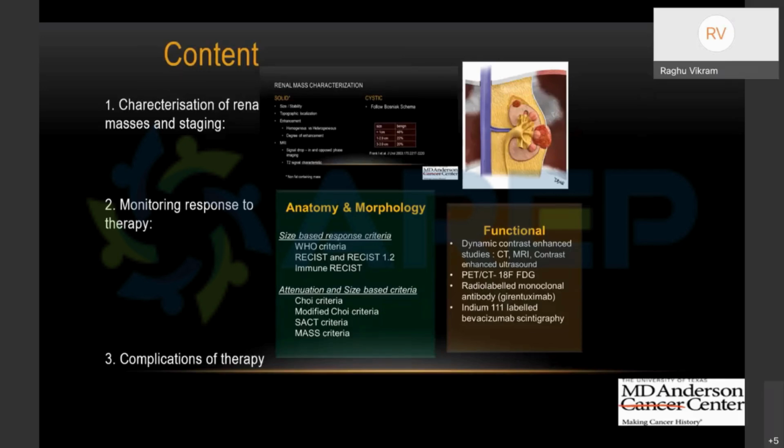So far we have talked about characterization of renal masses and staging. And now we will go very quickly and give an overview of monitoring response to therapy.